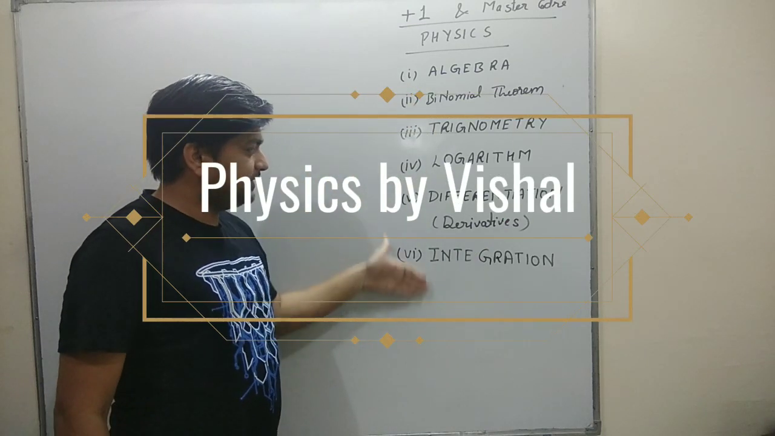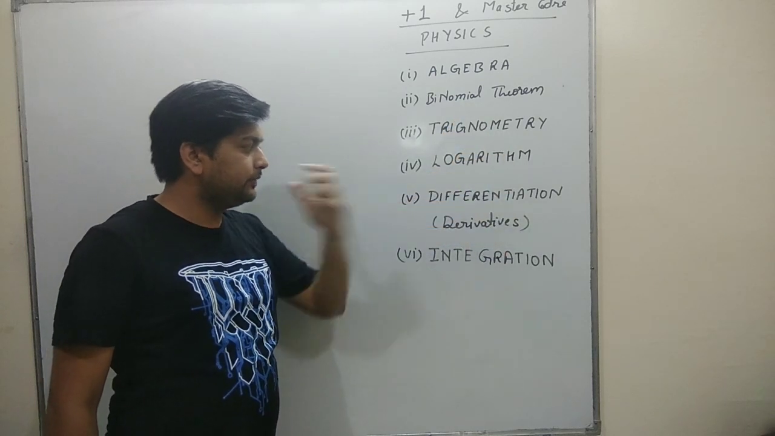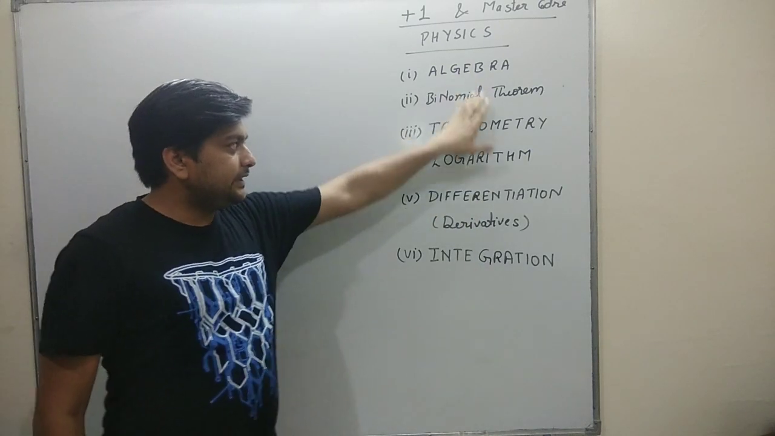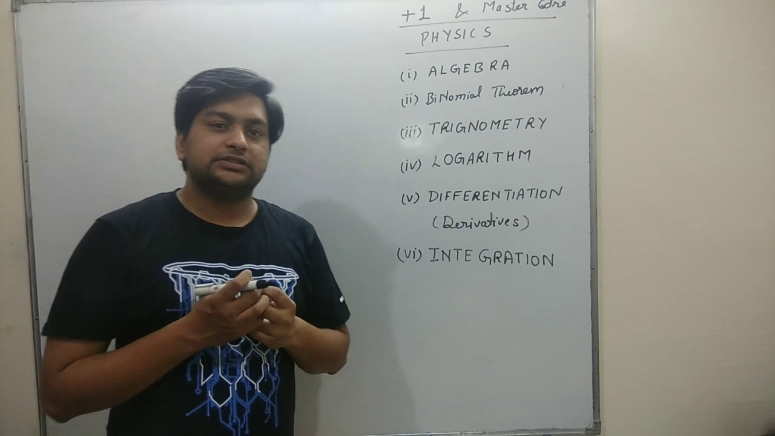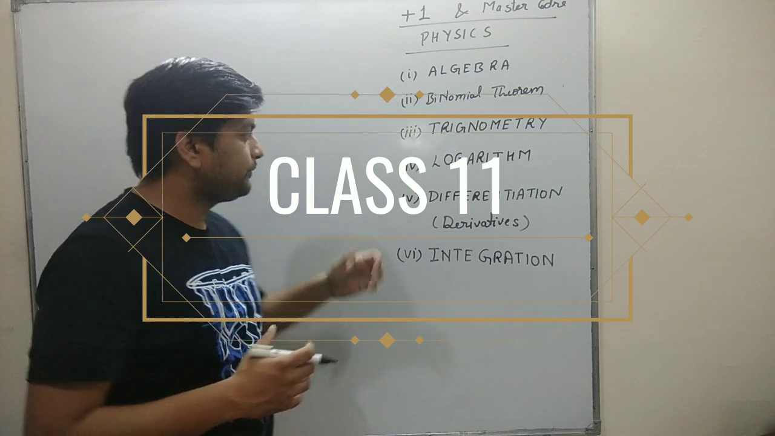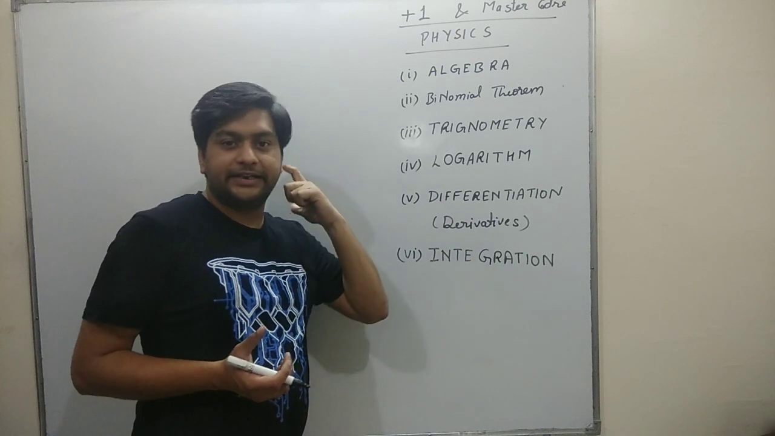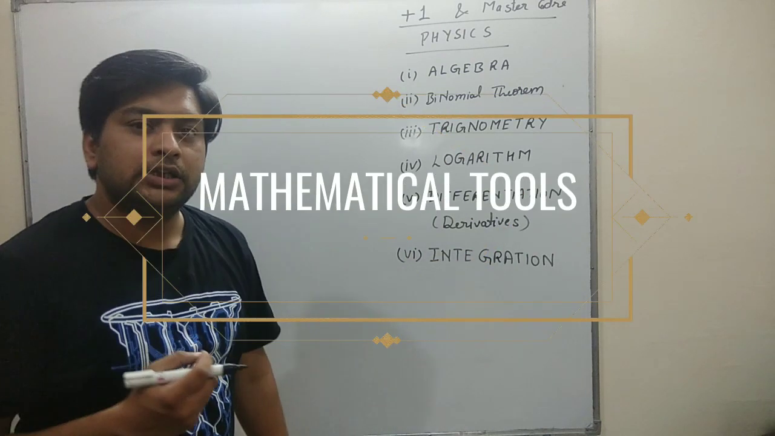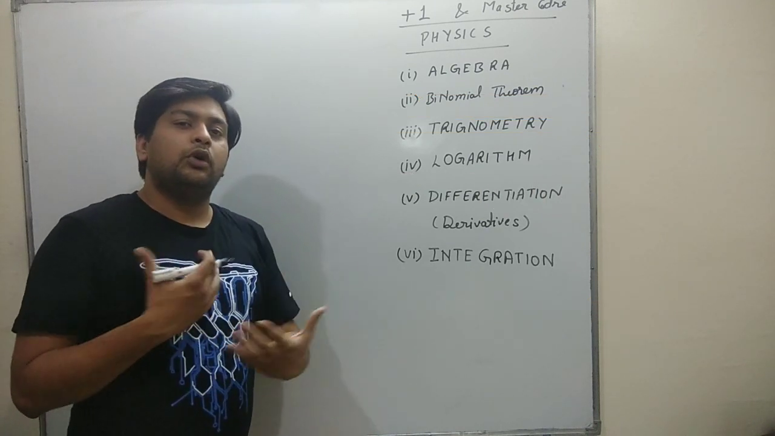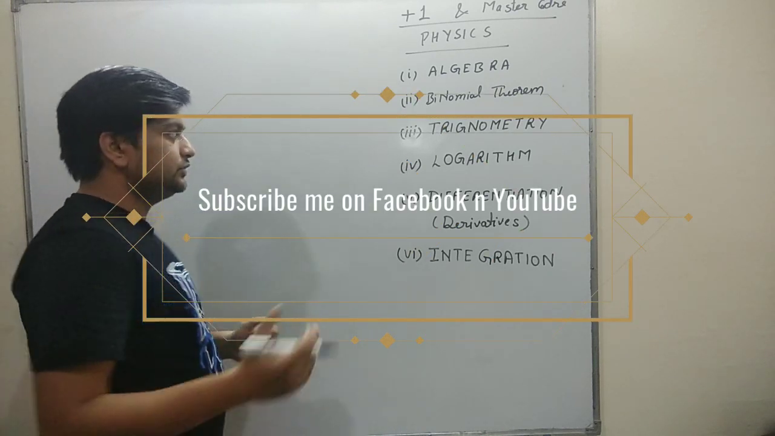We have these 6 sections: algebra, binomial, trigonometry, logarithm, differentiation and integration. In these topics, we will revise a few important 10th-grade formulas and something new like differentiation and integration. These are important formulas to solve physics problems, and they also help us derive a few new derivations in physics. So let's start.